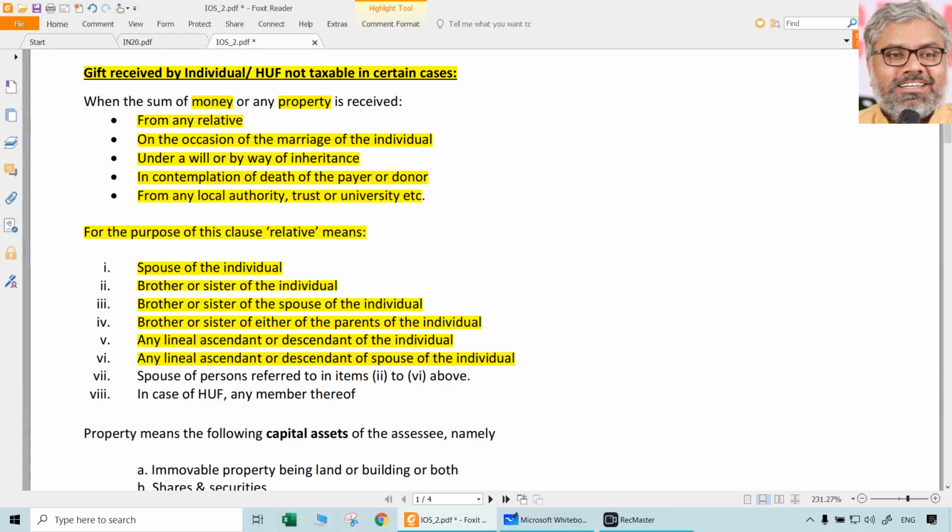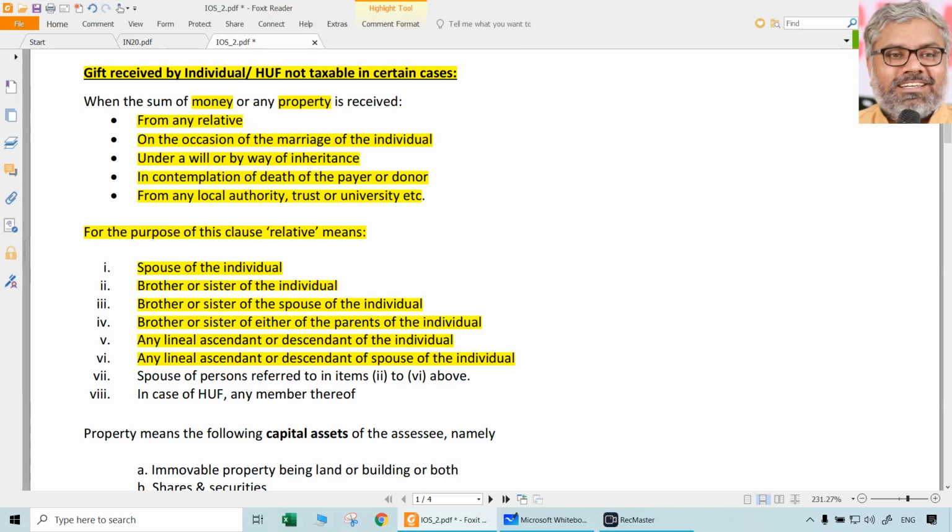Not only that, any lineal ascendant or descendant of the spouse of the individual also. The spouse's parents and spouse's grandparents will also be relatives. Of course, the spouse's children and grandchildren will naturally be his own children also, so that doesn't matter. Descendant is not a problem. Ascendant, particularly of the spouse, will also be a relative.